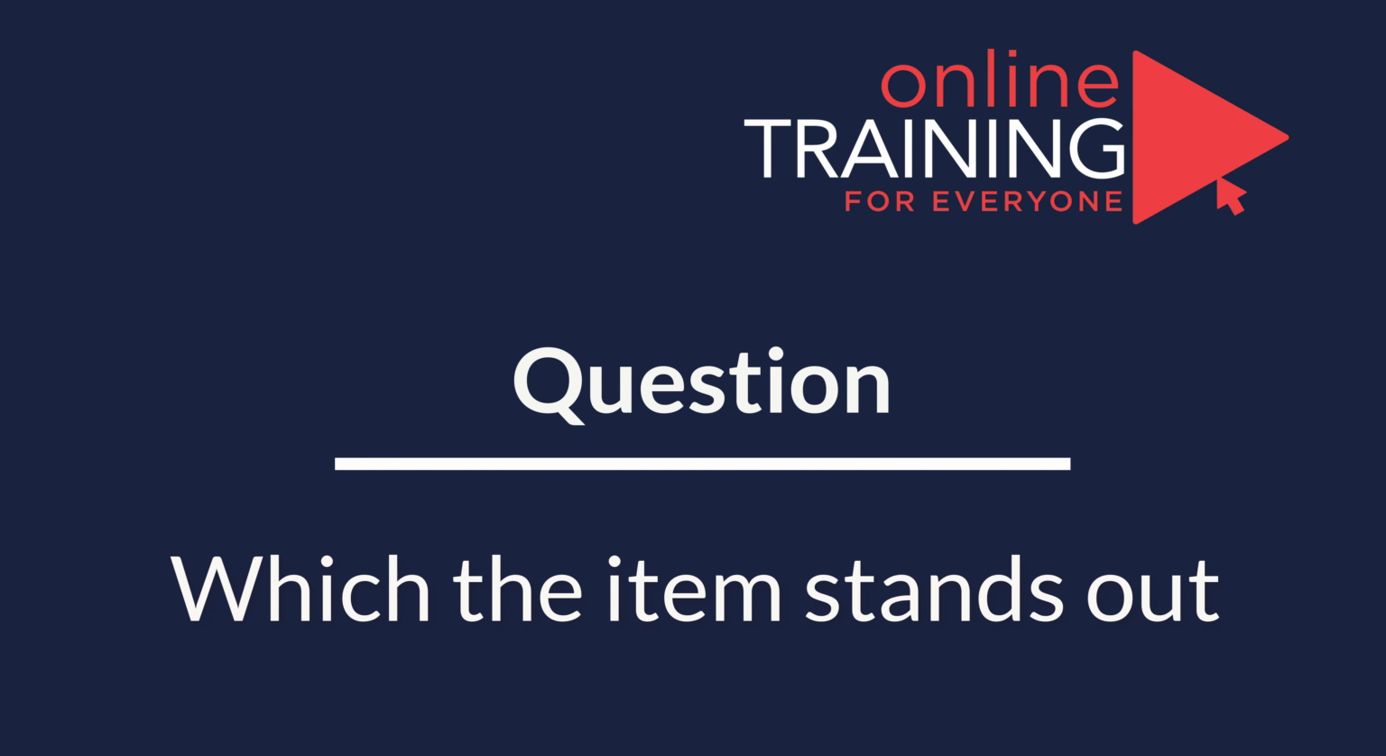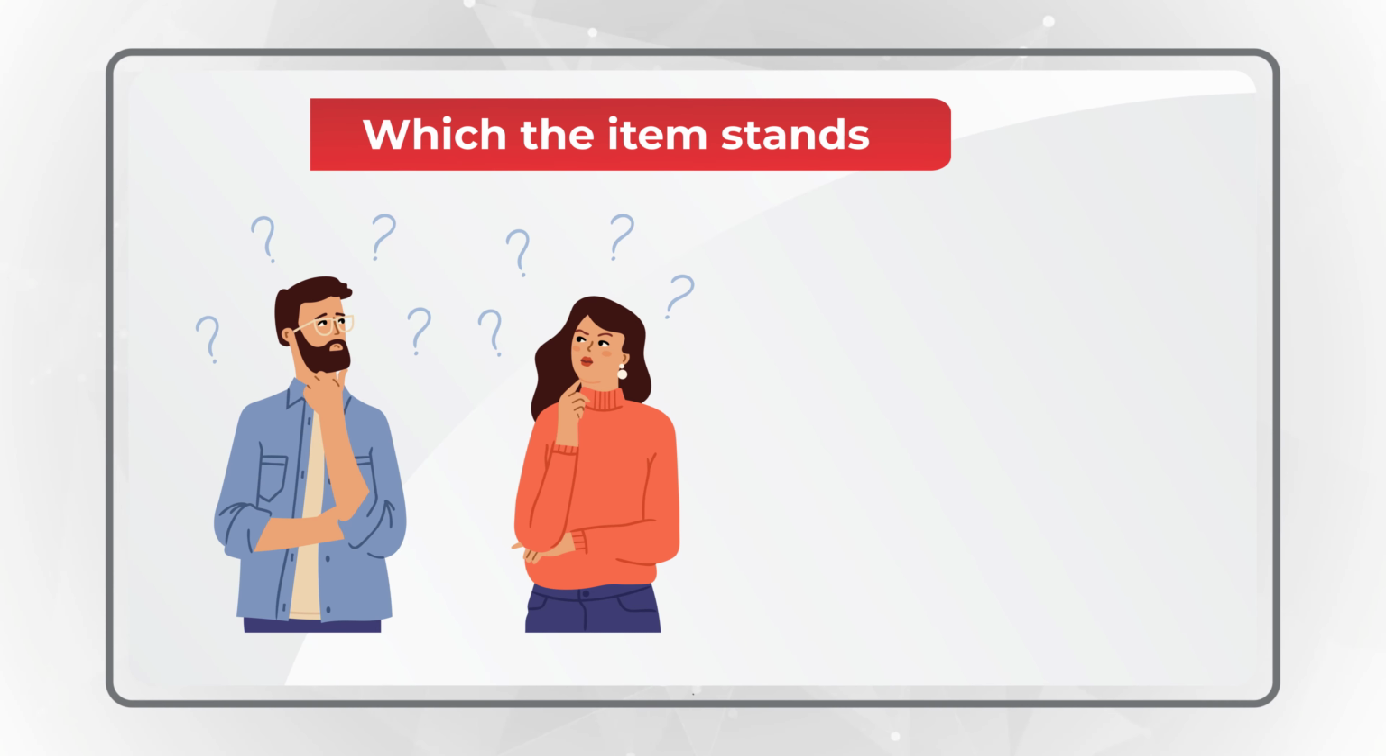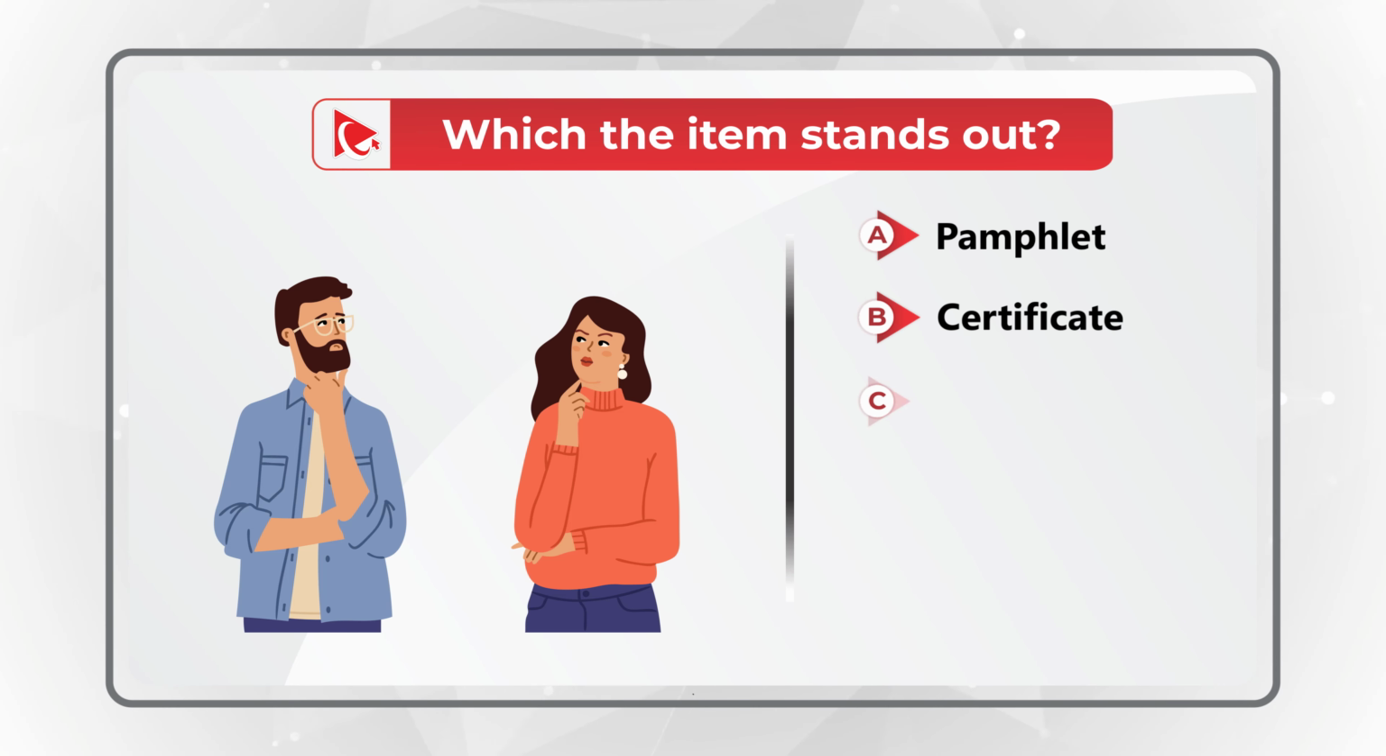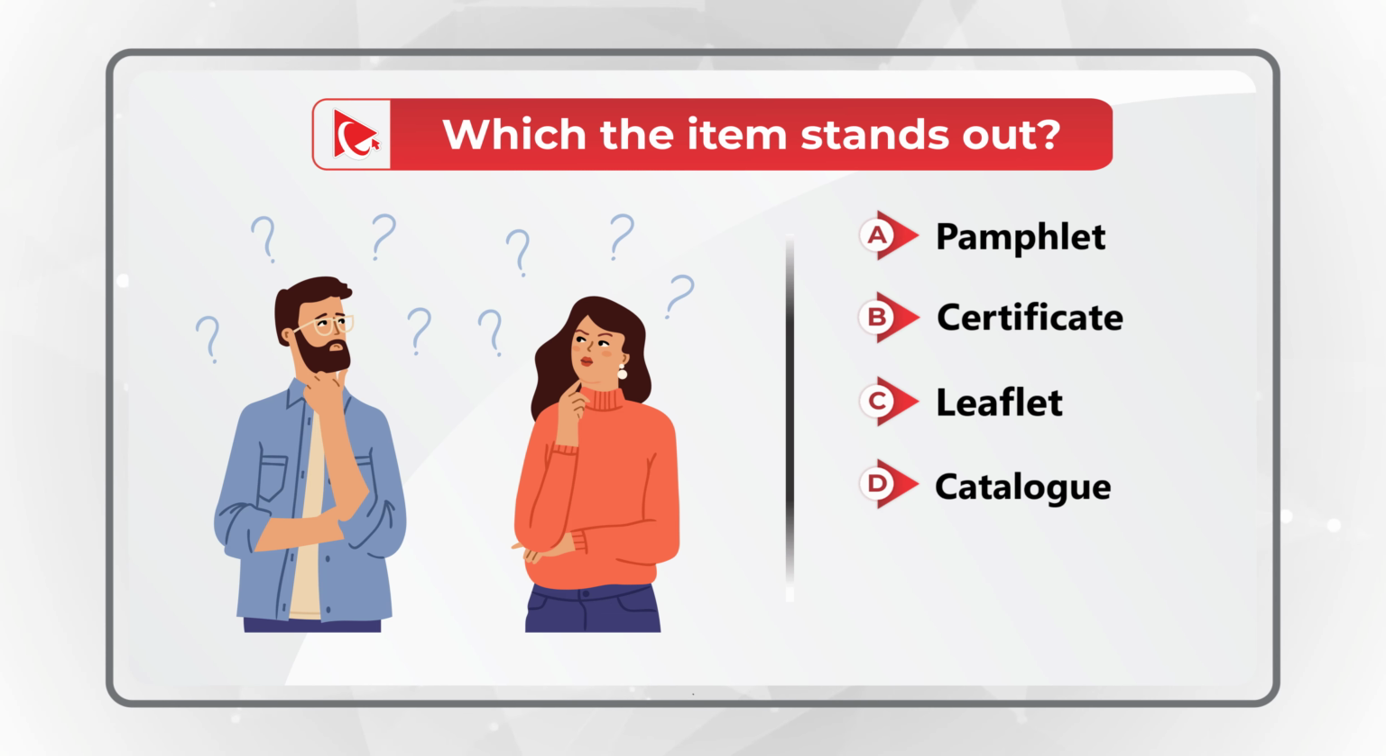Here's an interesting question which tests your knowledge of the words as well as your verbal reasoning skills. You're presented with 5 different words, and you need to determine which item stands out. The words are pamphlet, certificate, leaflet, catalog, and brochure. Do you see the answer? Do you know which item stands out?